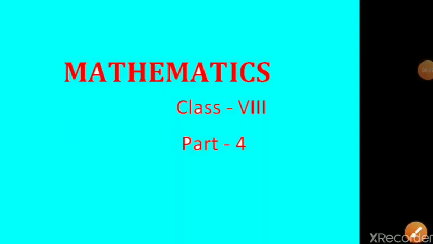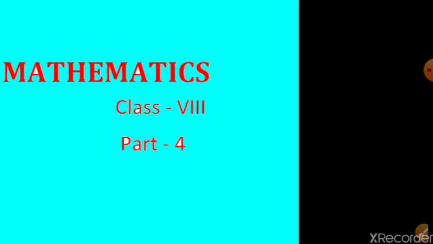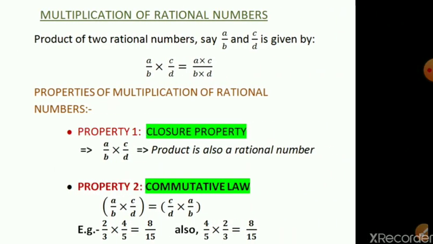Hello students, this is part 4 of chapter 1, Rational Numbers. Today we are going to study multiplication and division of rational numbers. So let's start with multiplication of rational numbers. The product of two rational numbers, say a upon b and c upon d, is given by a upon b cross c upon d is equal to a cross c in the numerator and b cross d in the denominator.